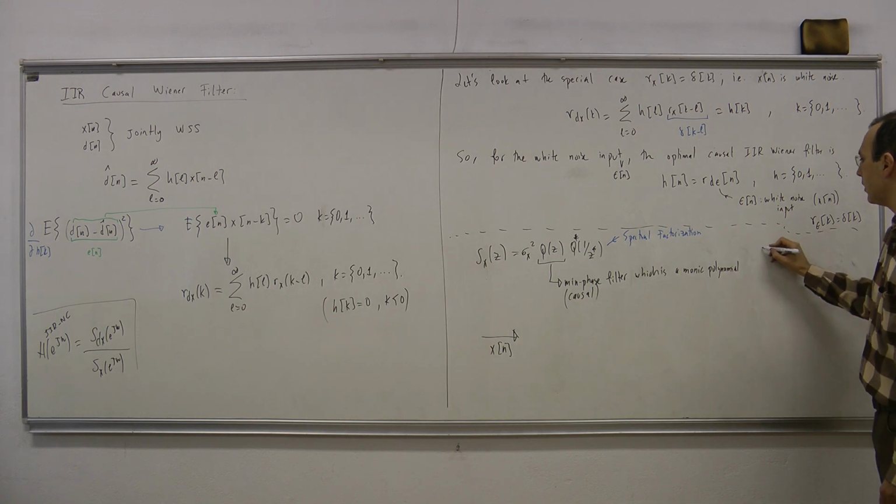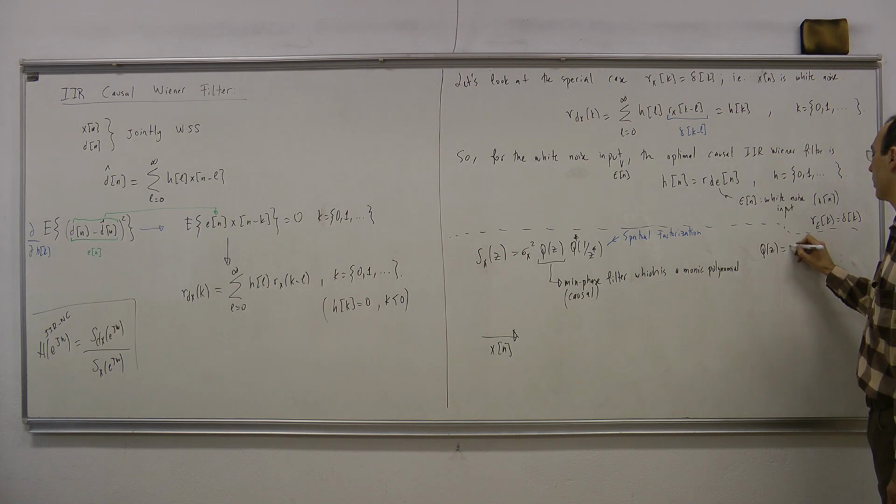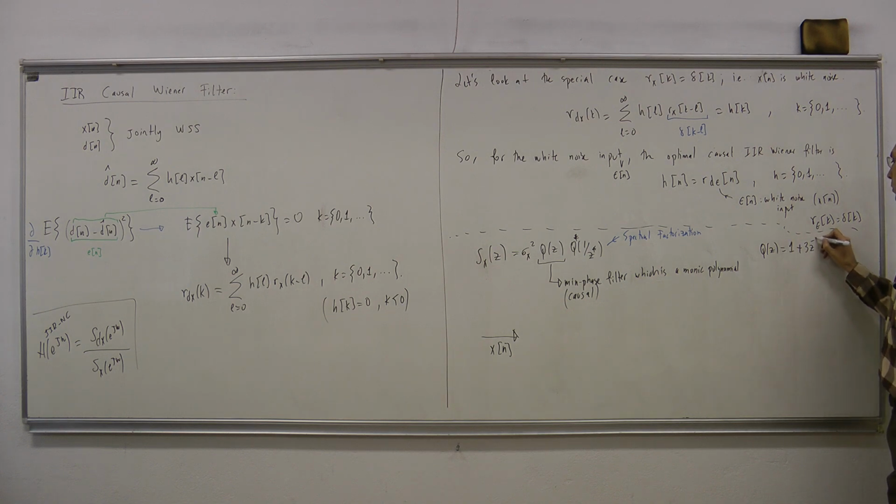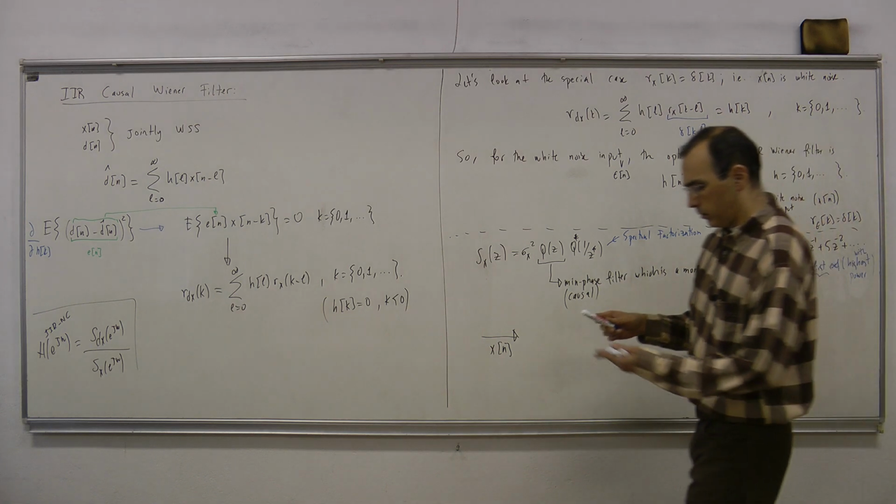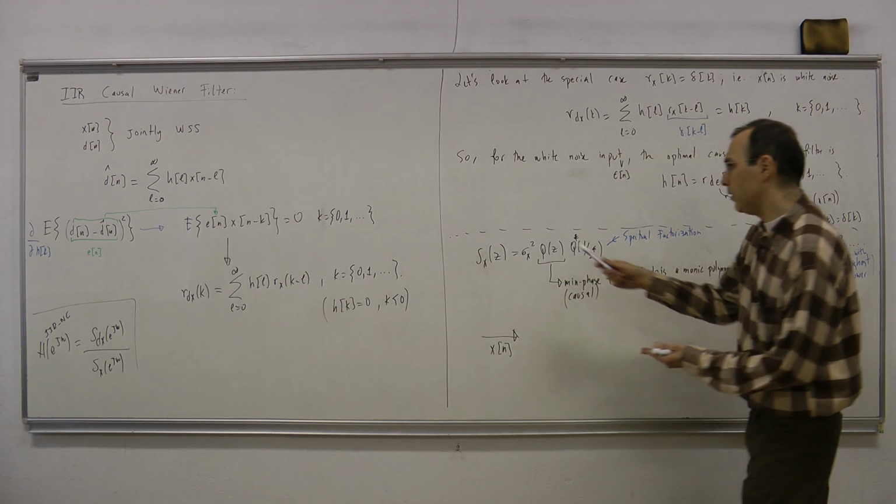So I'm assuming a Q of Z in this form. Q of Z is, for example, 1 plus 3Z inverse plus 5, and it goes like this. So what makes it monic? This coefficient is 1. The first coefficient, meaning the coefficient with the highest power. The highest power over here is the zeroth power. That is the thing.